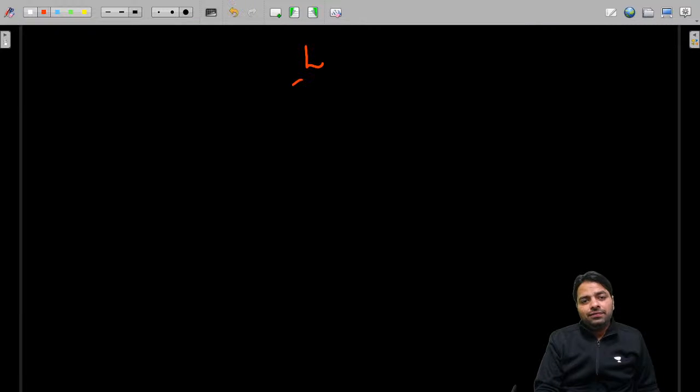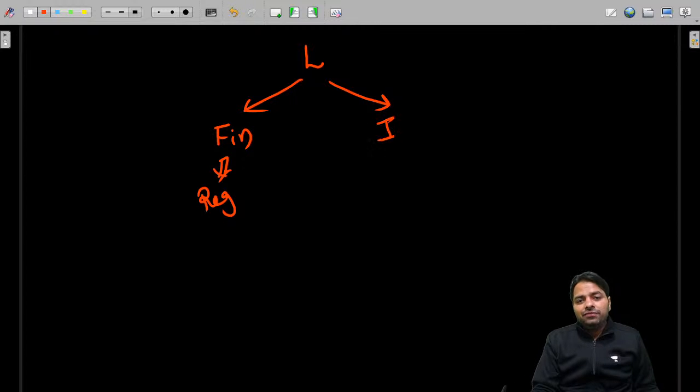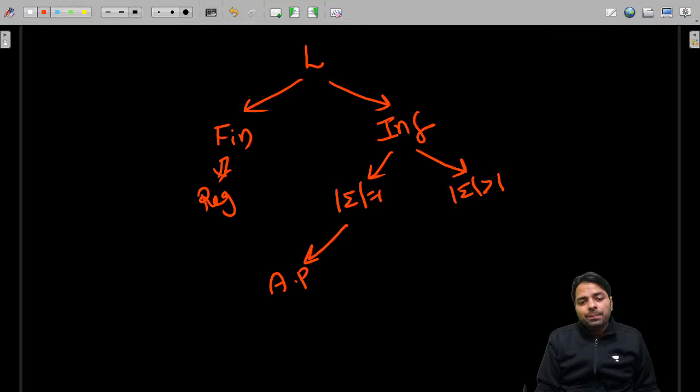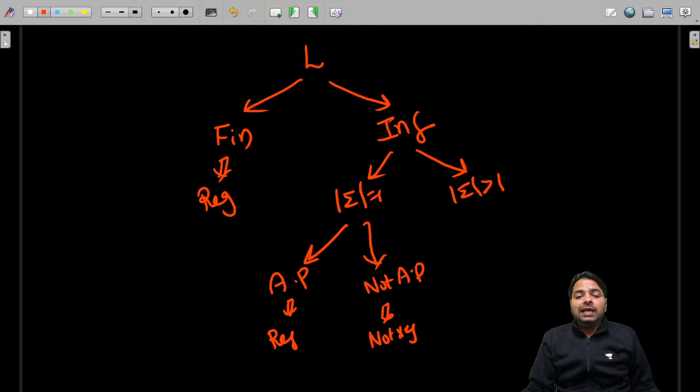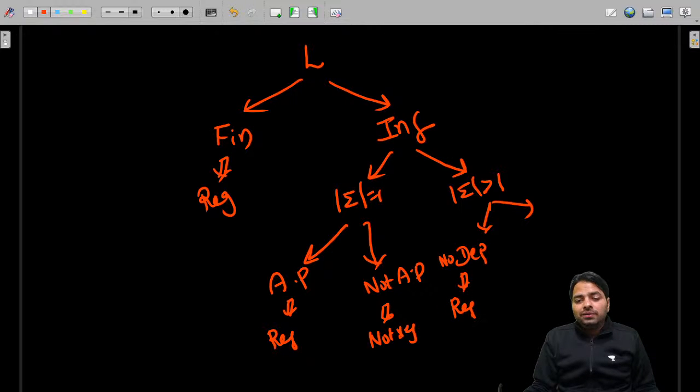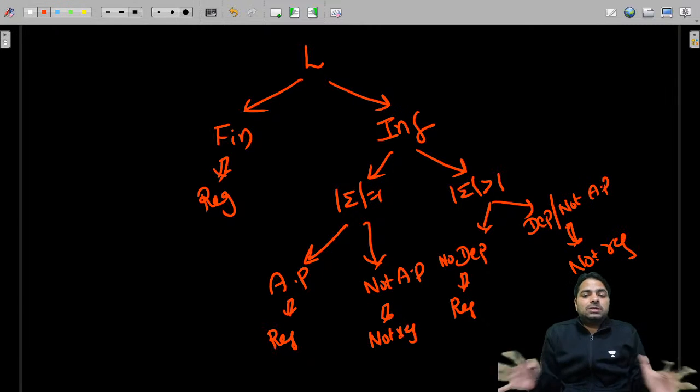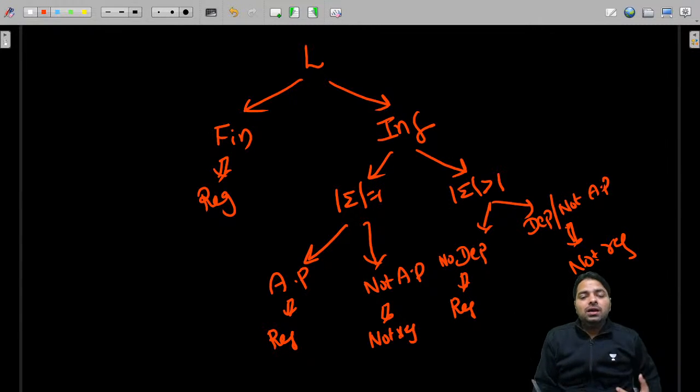If the language we have is finite, we can say it is always regular. If you have infinite, it could be regular or non-regular. If it is over one symbol or more than one symbol, if it is over one symbol forming AP, then you say regular, and if not forming AP, say not regular. But look at an infinite language: if there is no dependency, it is regular. And if you see dependency, or again not forming AP, then you say it is not regular. So this is the concept, remember. This concept we need to apply on the given language.